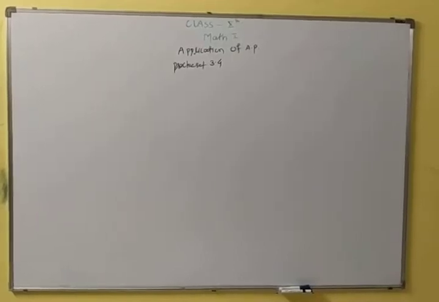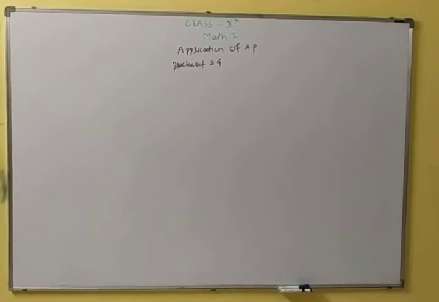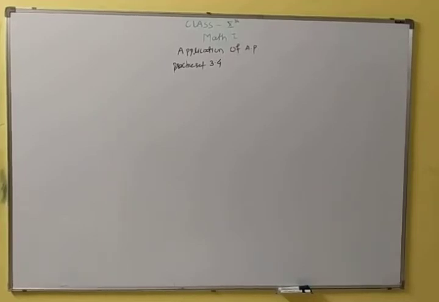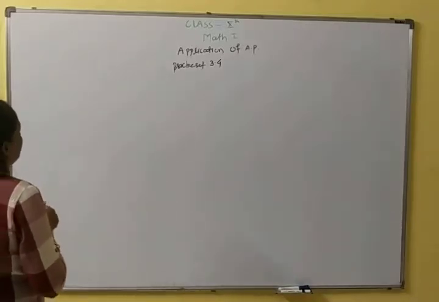Here, problem number 4. There is an auditorium with 27 rows of seats. There are 20 seats in the first row, 22 seats in the second row, 24 seats in the third row and so on. Find the number of seats in the 15th row and also find how many total seats are there in the auditorium. There is an auditorium with 27 rows of seats.